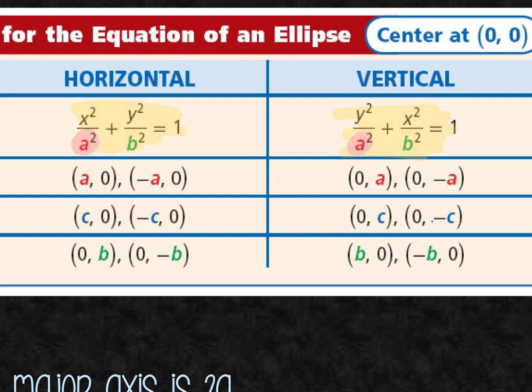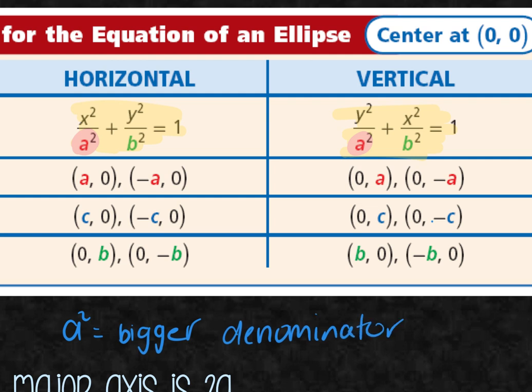So A is the bigger denominator. A squared is the bigger denominator. If it is under the x squared, then it's a horizontal ellipse, which means wider than tall. If it is under the y squared, then it is vertical, taller than it is wide. Again, order does not matter. It matters for hyperbolas, if you remember that, but it does not matter for ellipses.